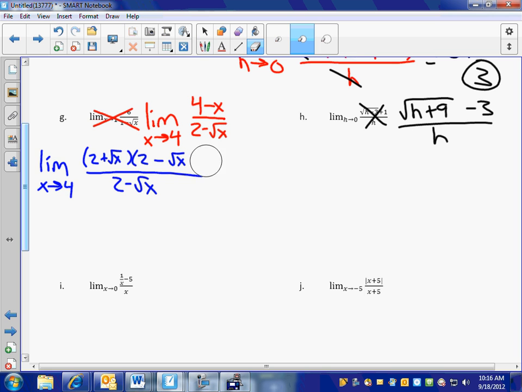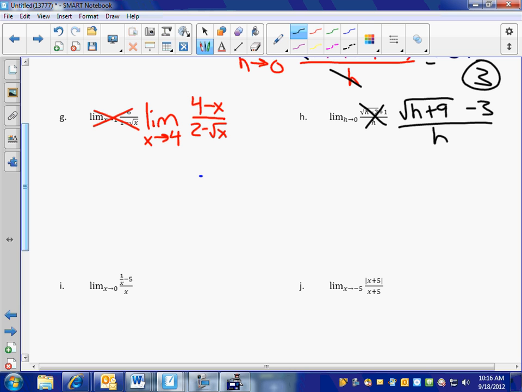Here's the other method that you could do. A lot of people look at this, and they want to free up an x. And so one thing we could do is we can multiply by something very special. It starts with a C. Conjugate. If you multiply the top and bottom by the conjugate, that's going to get rid of this square root piece, and that's going to help us out.